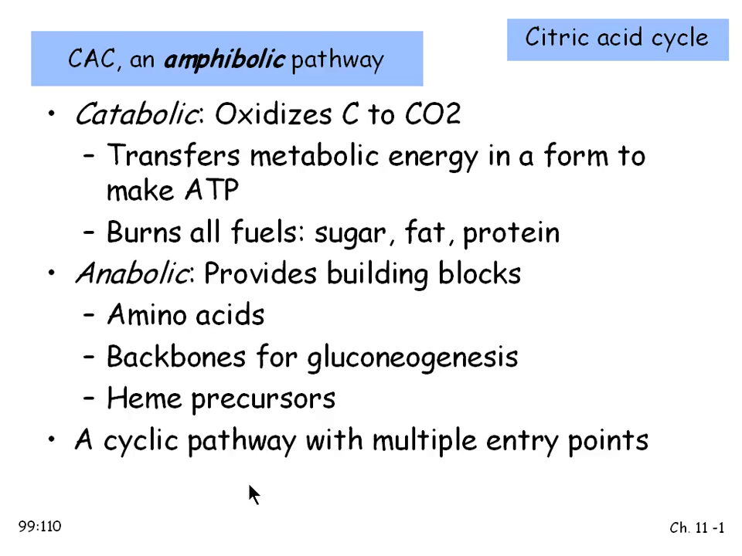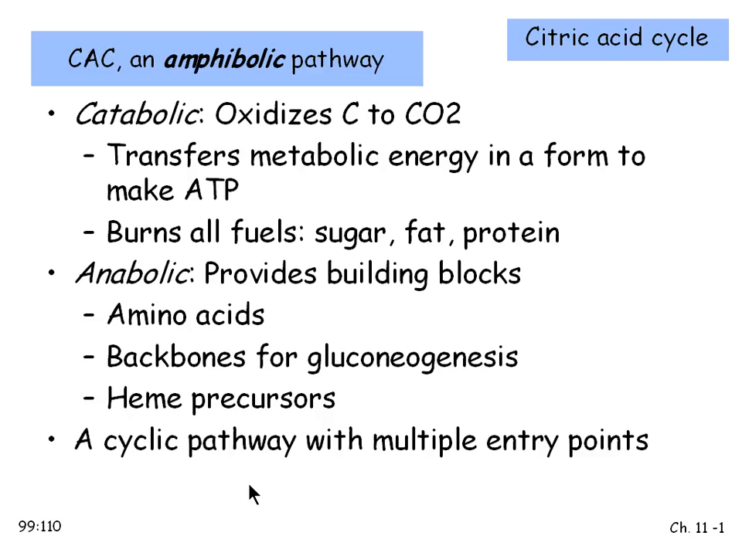The second thing about the citric acid cycle is that it is a very versatile pathway. It has a capacity to burn all fuels. So you can pass sugars through the citric acid cycle, glucose, fructose, all of them. You can use it to burn fat, and we'll see that in later chapters. And even proteins, if you get to the point in fasting where you need to burn your proteins for energy.